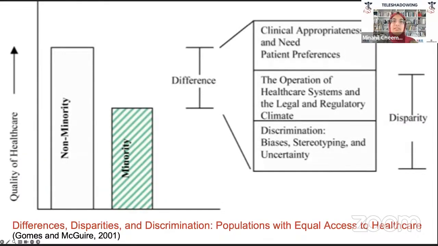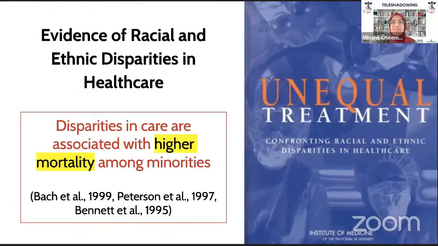So basically, this is from the 2003 report, where it actually talked about this substantial difference between minority and non-minority populations. And the difference and disparity actually came from the operation of healthcare systems and discrimination, where it came down to biases, stereotyping, and uncertainty. And I'm not talking about the 1960s, 1950s, 1940s. I'm talking about 2001 and the 21st century. It's still an issue today. So it's important to acknowledge.